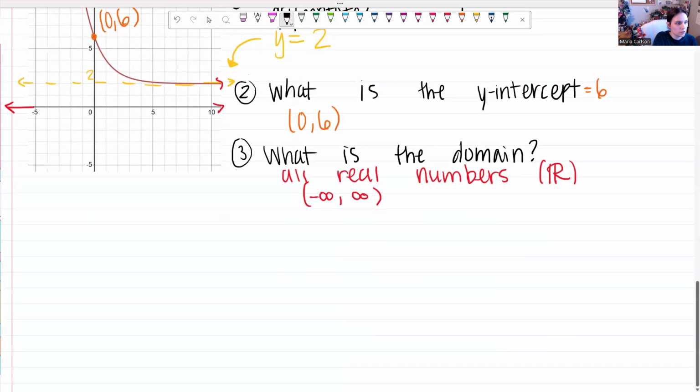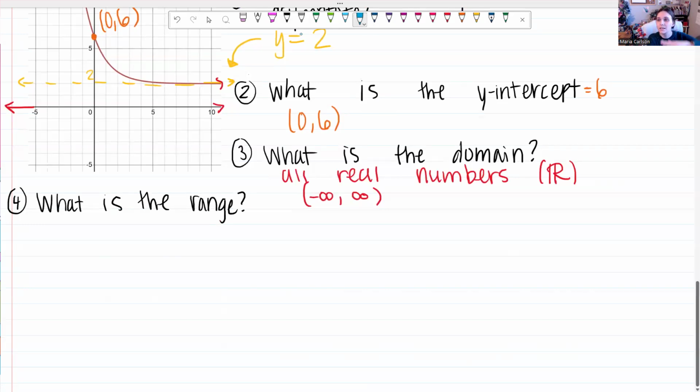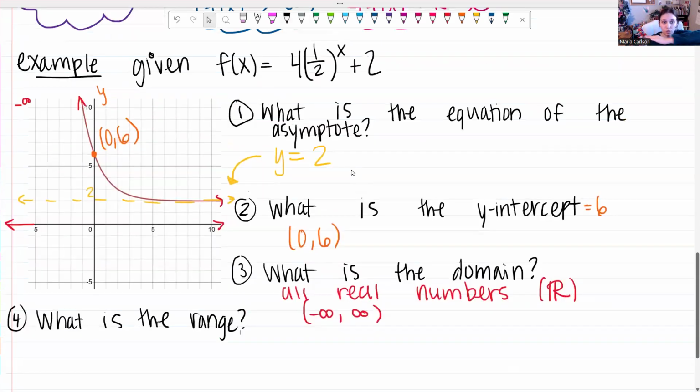Number 4, what is the range? Now the range of an exponential, remember, it is dependent on the asymptote. And in this case, the asymptote of 2 is the lowest value that our function has. So if I'm looking at the y values, I'm going to read this from the bottom to the top. And the lowest y value that I have is this 2. And then I have everything above that.